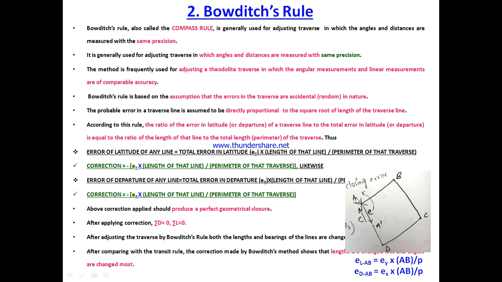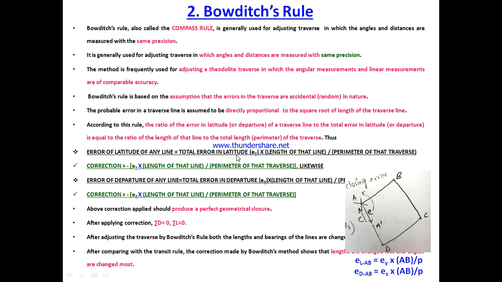So here A dash is the closing error, and in order to apply the correction for this closing error, I need to apply a correction of the same magnitude. In the same manner, in order to make the traverse geometrically closed, I need to deduct this value of error so that E equals 0. This is the reason why we have taken the summation as 0 for latitude and for departure also.